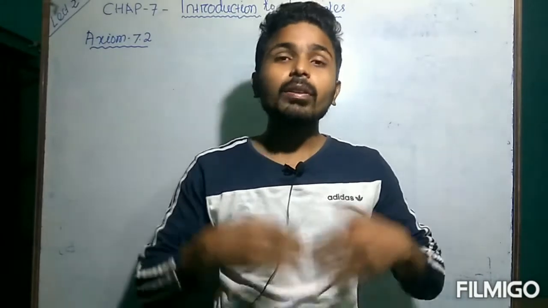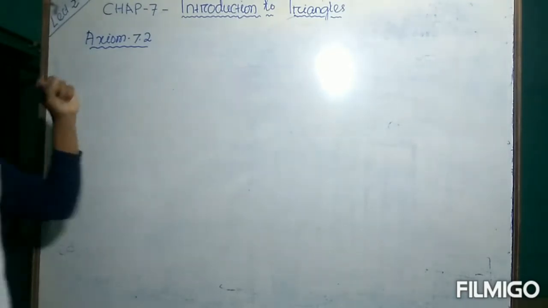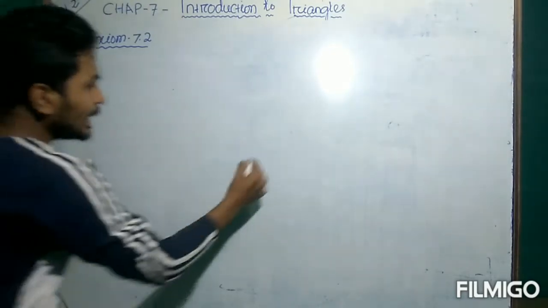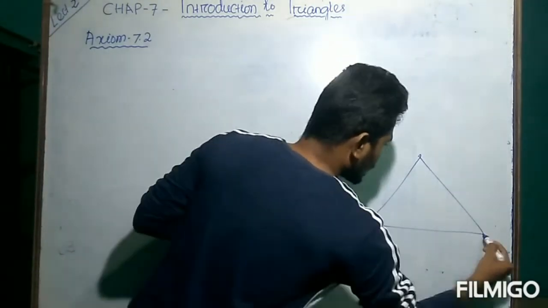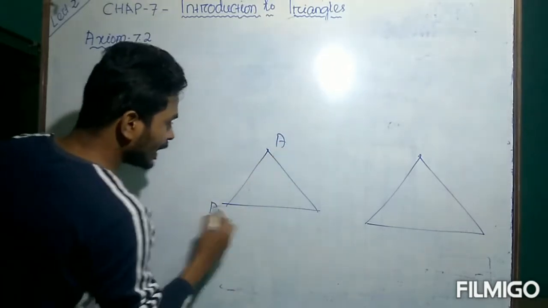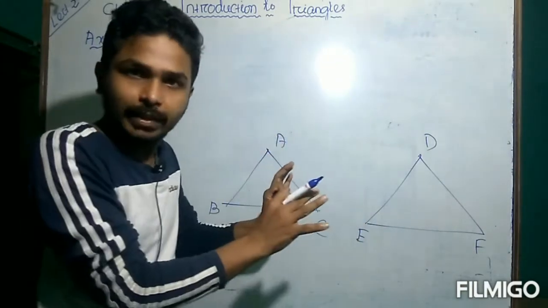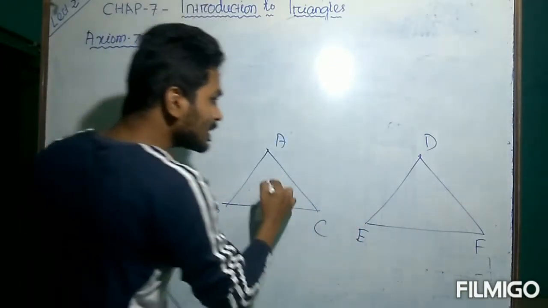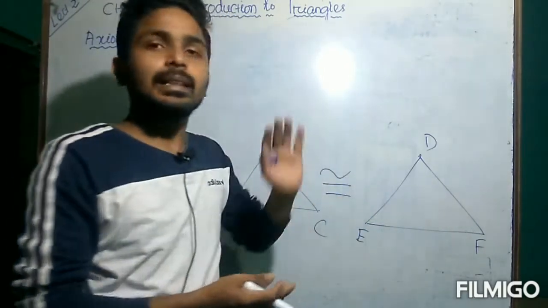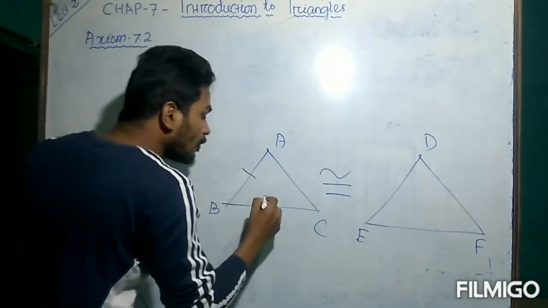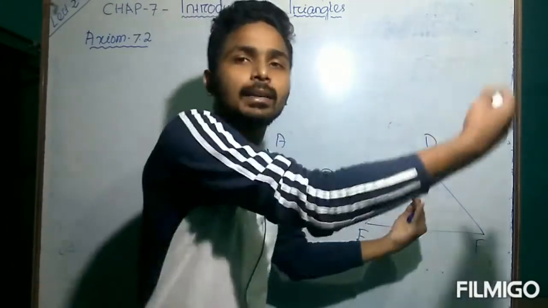So now we will discuss about another axiom, that is axiom number 7.2. Right? So what does axiom 7.2 state? It states that if two triangles are congruent, that means here already two triangles are congruent, it is given. You don't have to prove. It is given that this triangle is congruent to this triangle. Okay, if it happens, then the side of one triangle is equal to the corresponding sides of another triangle.